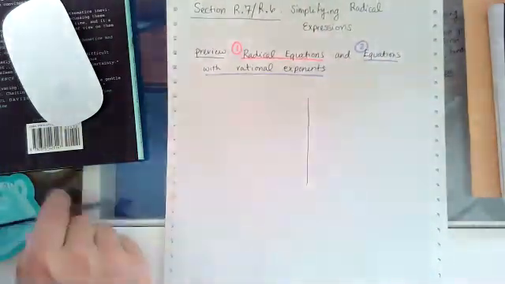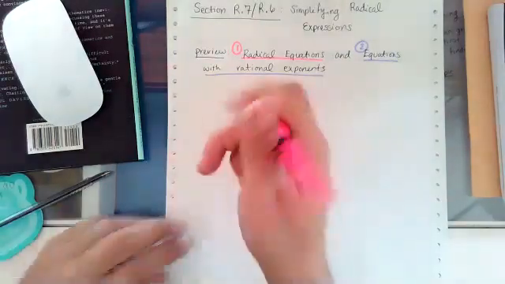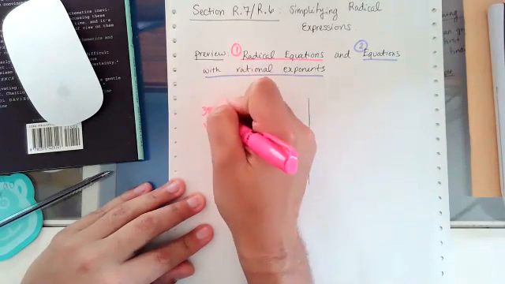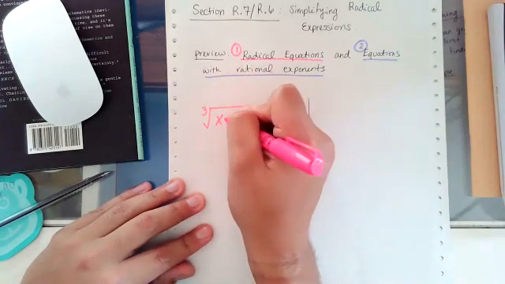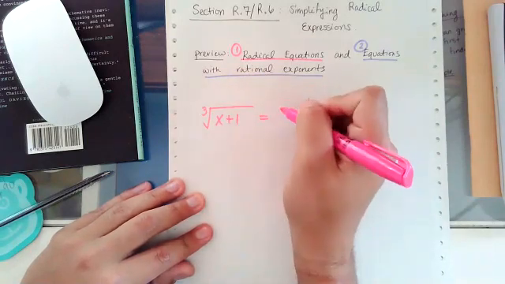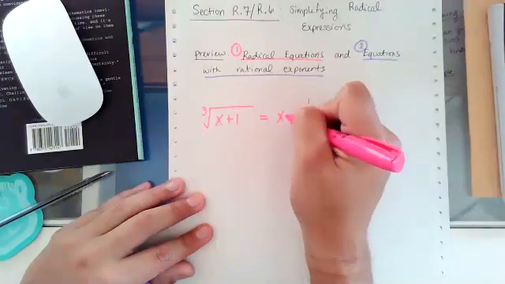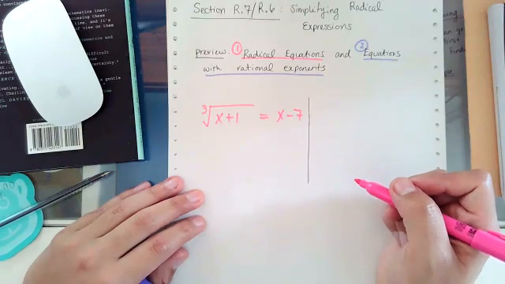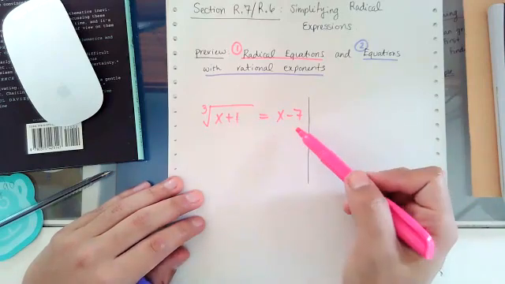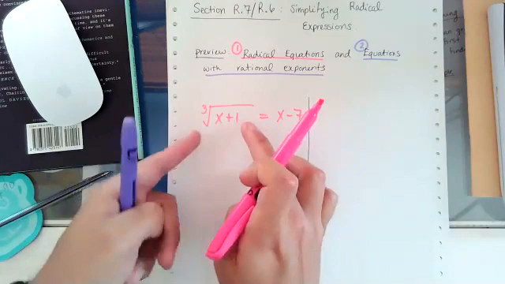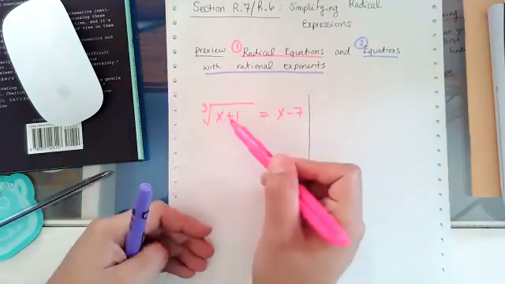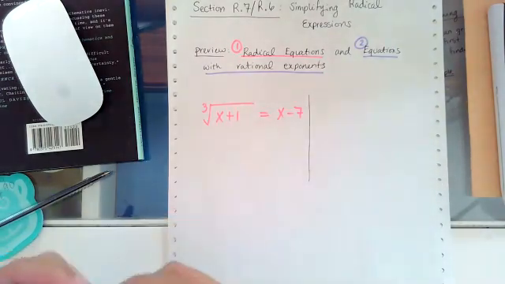So on the one hand, we could have radical equations that look something like the cube root of, let's say, x plus 1 is equal to x minus 7. Well, we might have an equation that looks like this, and we'll have to remember what we need to do to cancel out the radical symbol, okay?